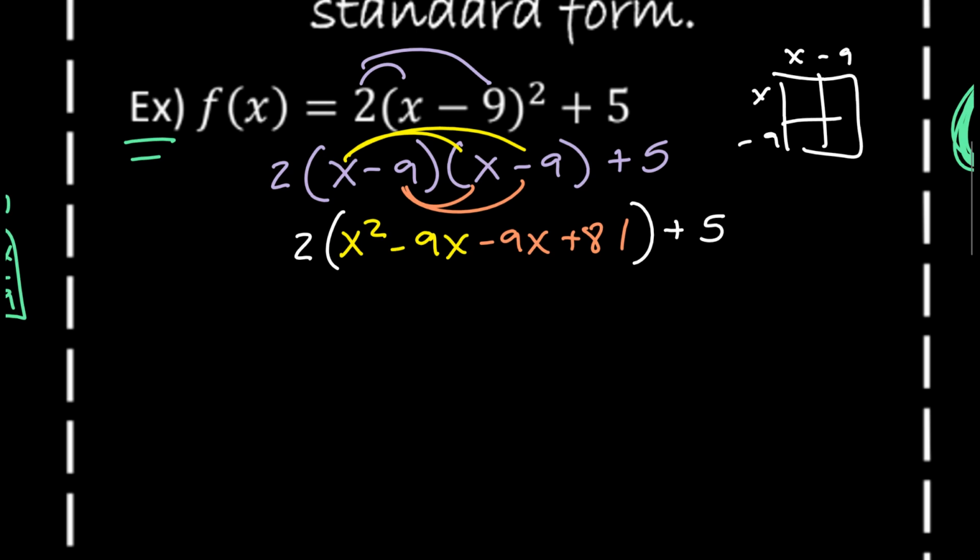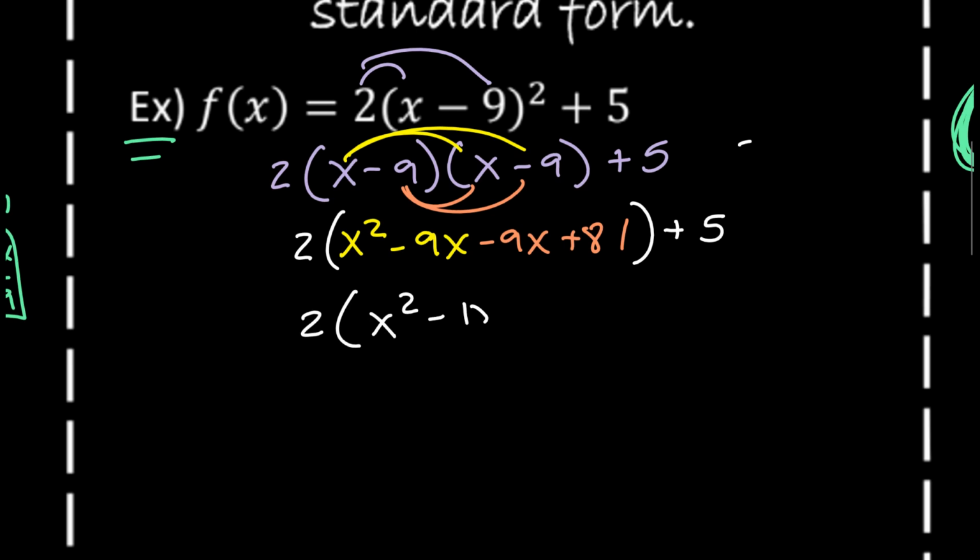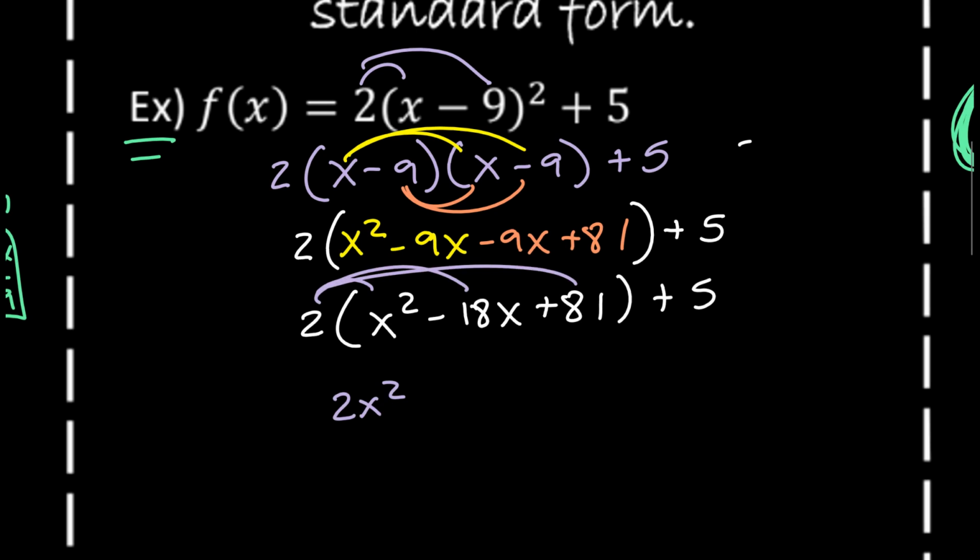What about with the 2 then? Either you can just go ahead and distribute right now, or you can first combine like terms. Which one is less work? Combining like terms first, yes. So x squared minus 18x plus 81 is combining those two 9x terms together. Now I am going to go ahead and distribute that 2. So I end up with 2x squared minus 36x plus 162.